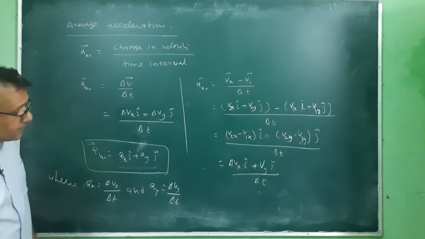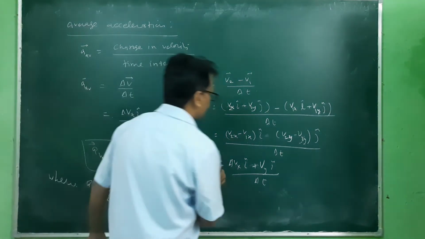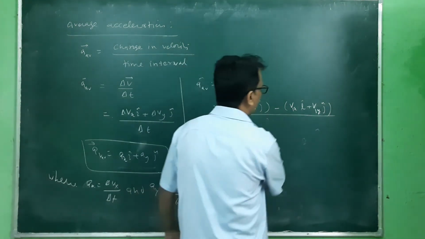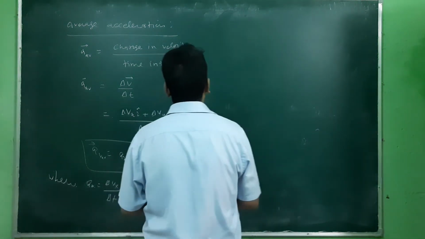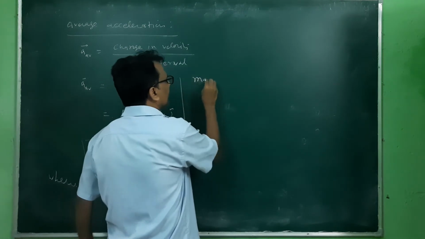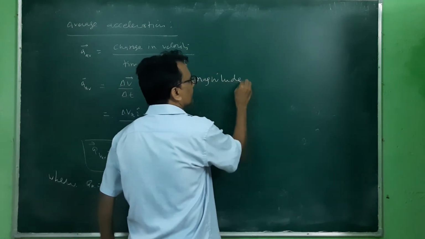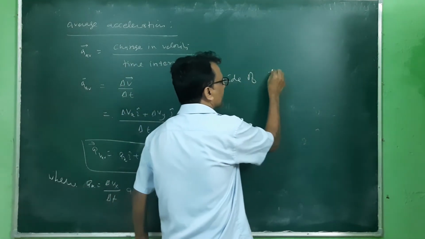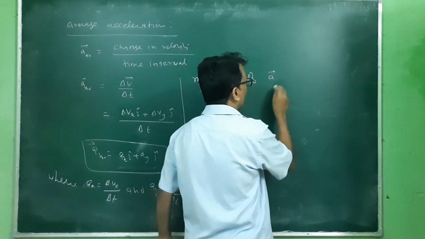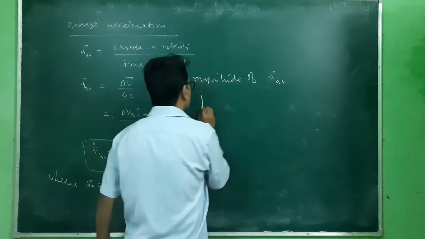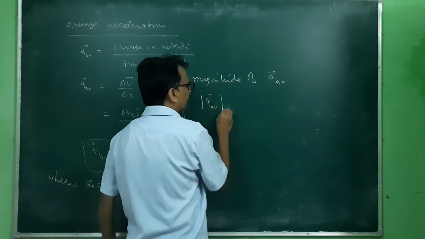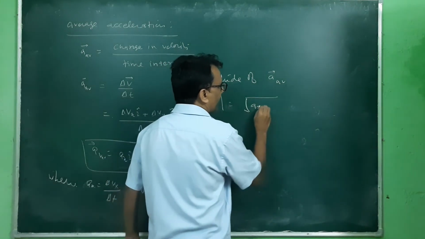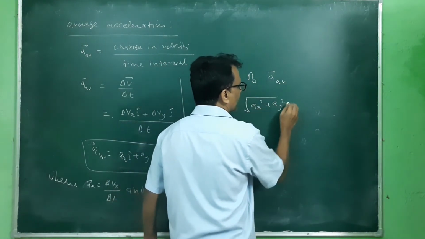So one can write the magnitude again. So the magnitude of the average acceleration, that is mod a average, is equal to root of ax square plus ay square.